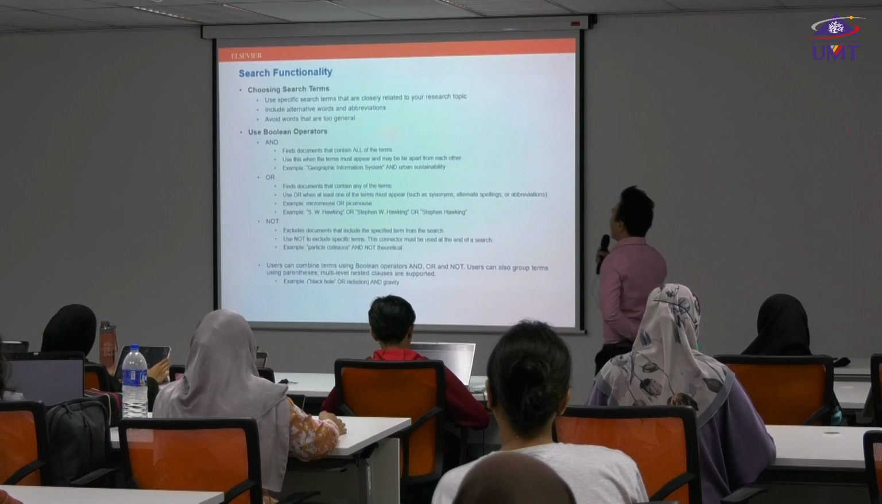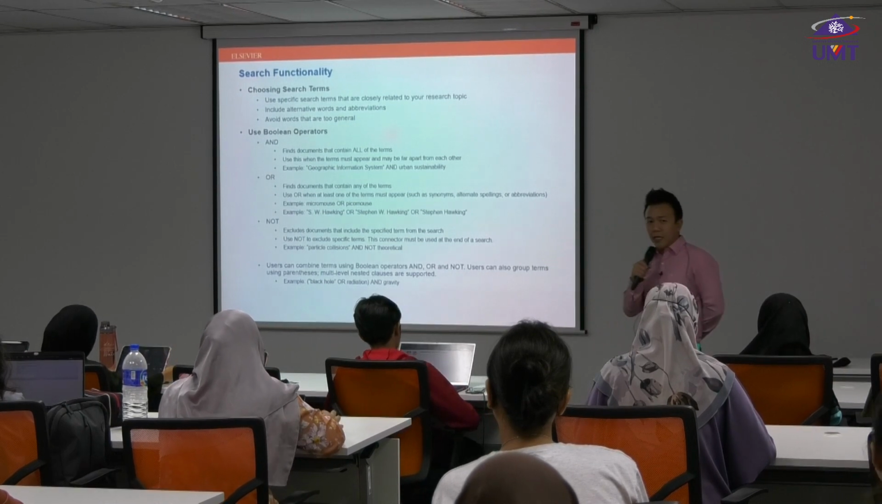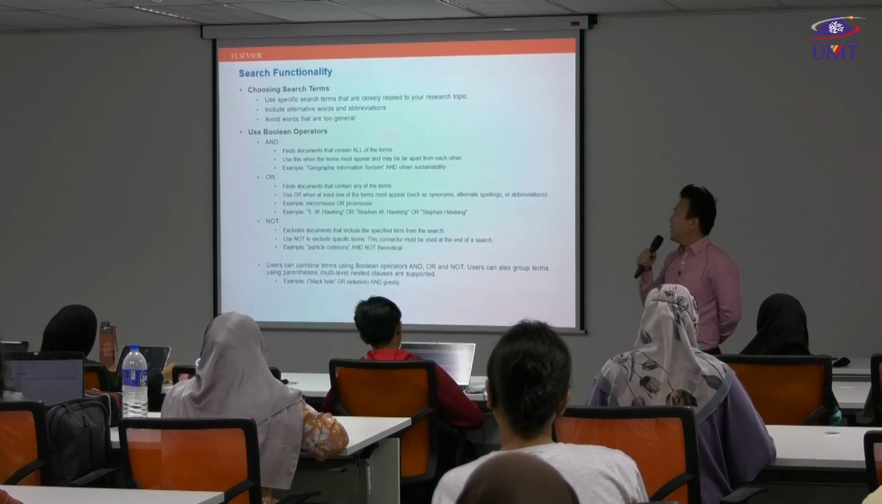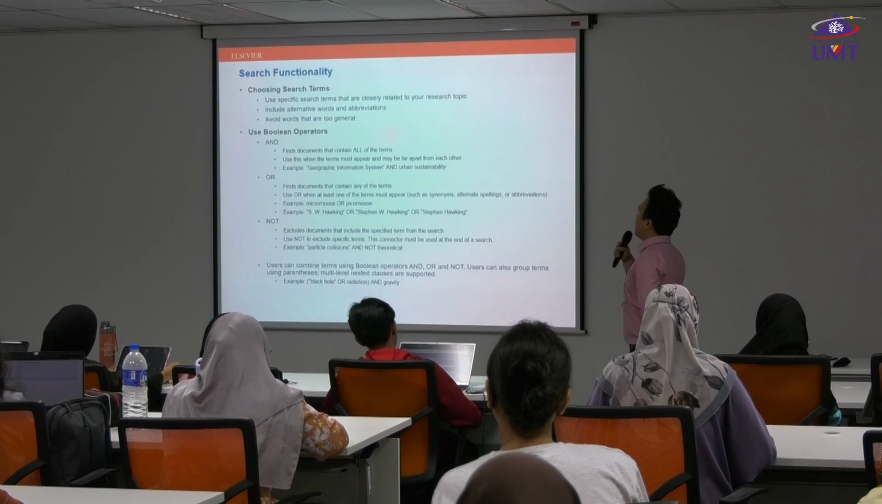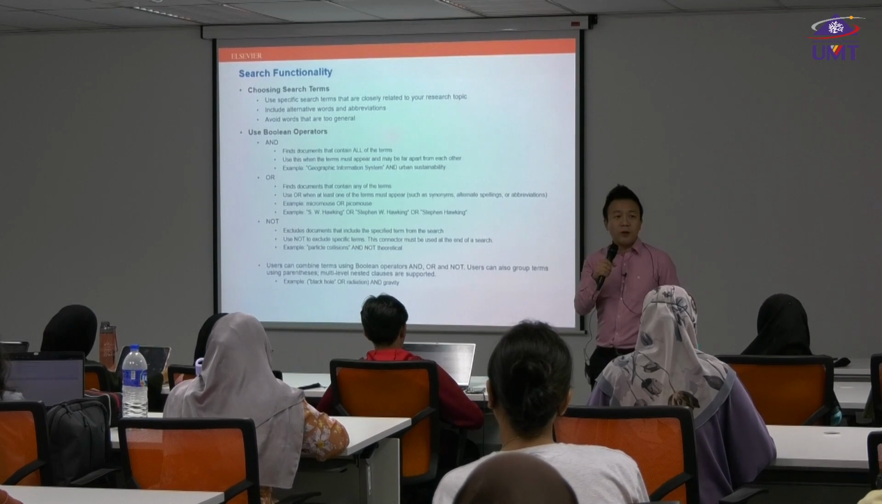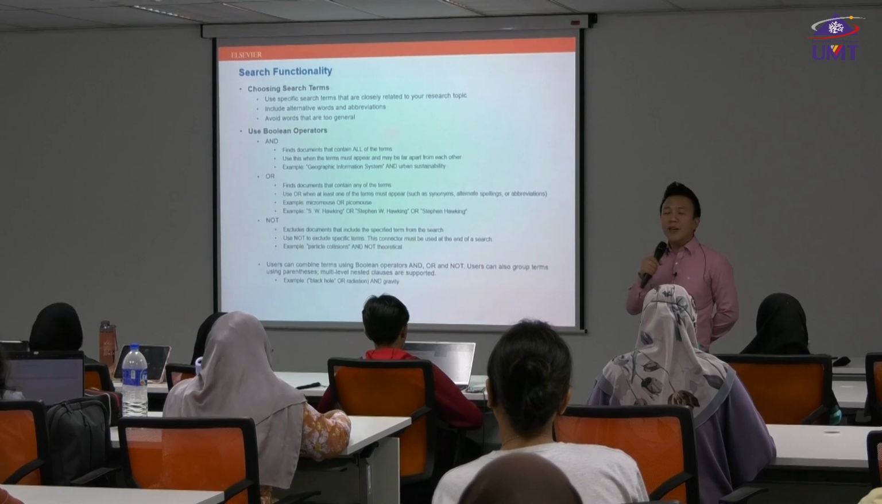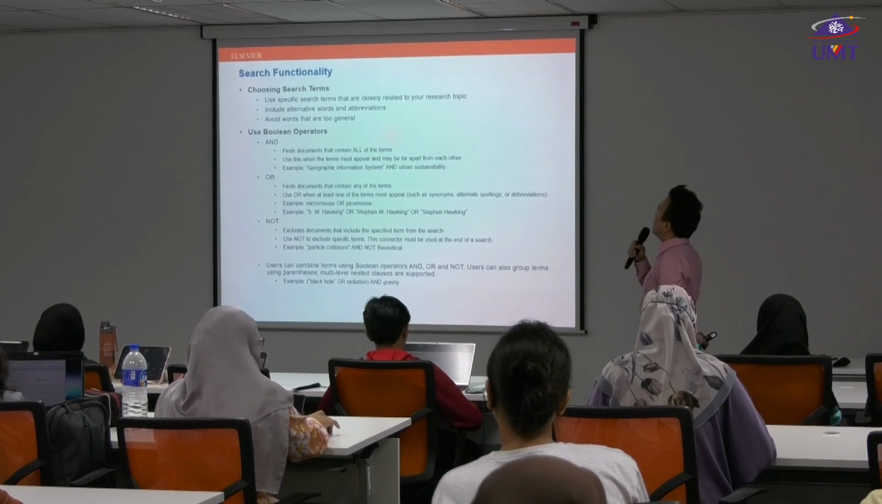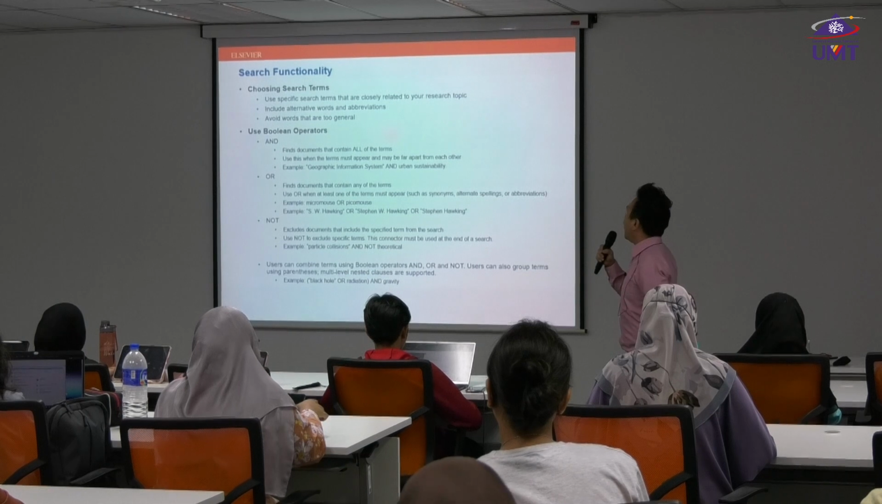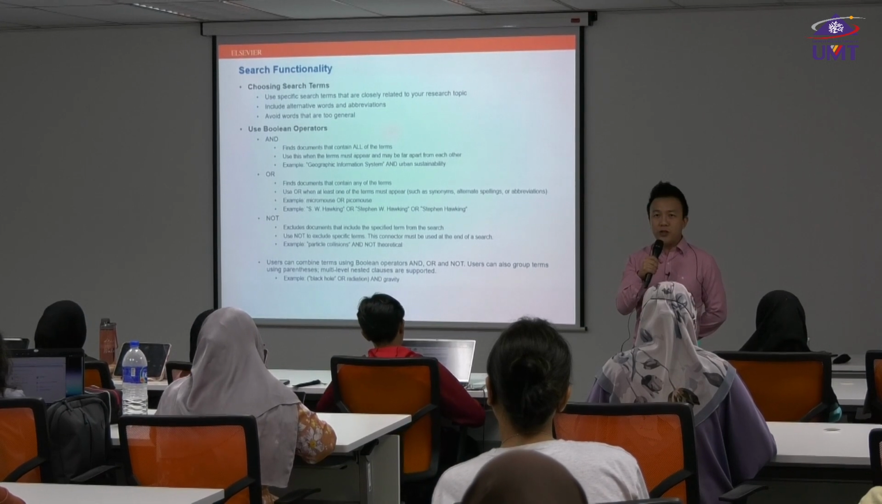Example, geographic information system AND urban sustainability. Okay? So meaning to say, if a paper shows only geographic information system, it will not be displayed, because you already put in a demand with the Boolean operator. Only papers showing both geographic information system and urban sustainability will show on your result page.